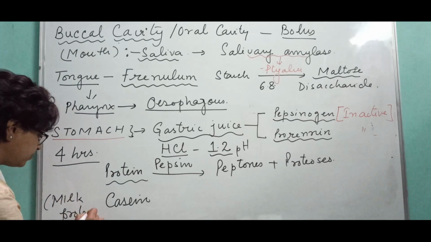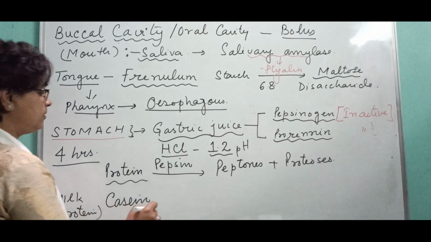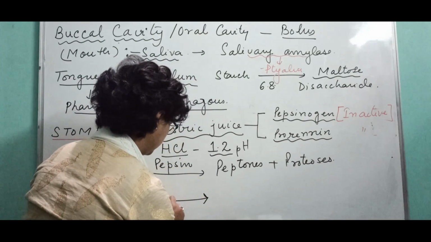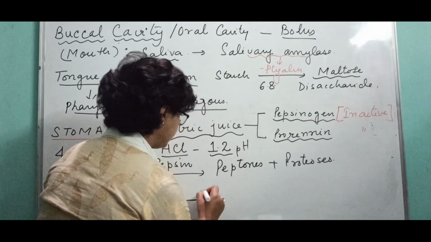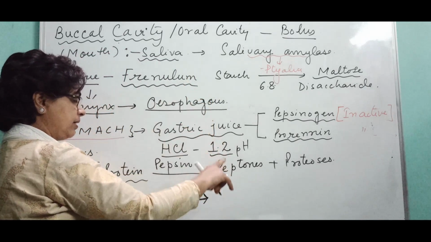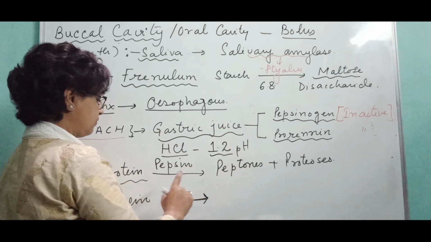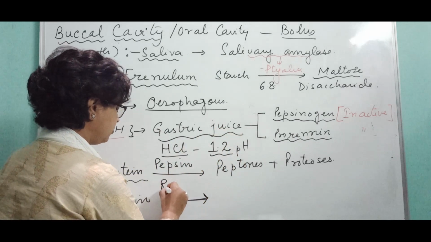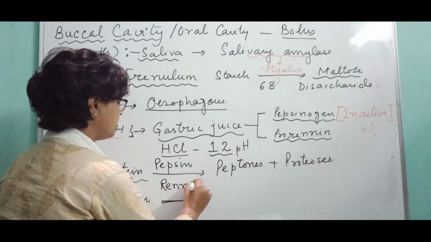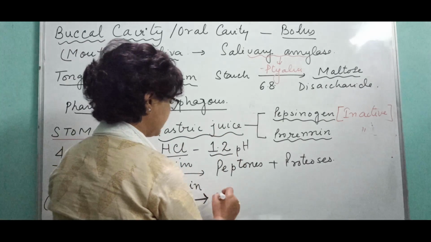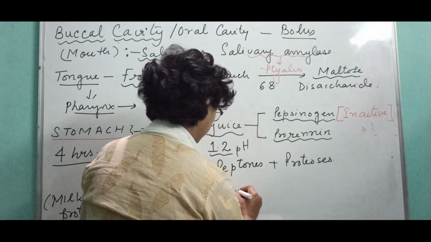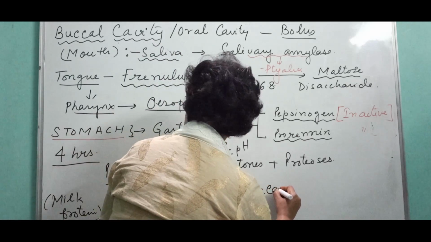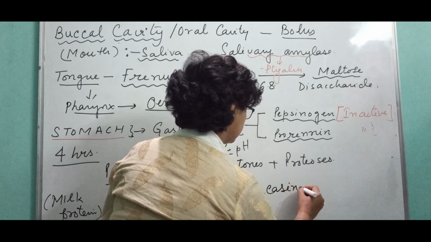This is milk protein. And you can observe that fat and major carbohydrate digestion is not happening here. We started the digestion of carbohydrate earlier, but in the stomach it is the digestion of protein. So this casein is the milk protein. I am going to write down the name of the enzyme, that is renin, and this casein is converted into para-caseinate.